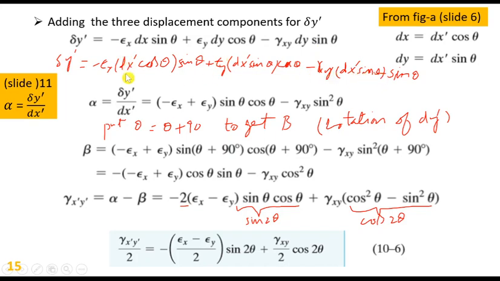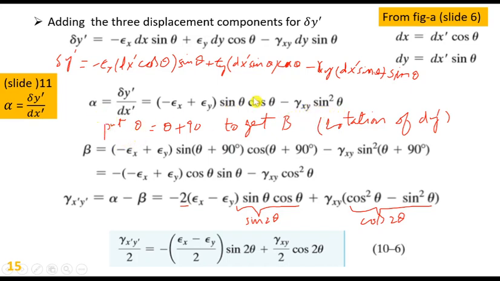So in this equation, dx prime can be taken as common and can be divided here. So when you divide here, and from slide 11, this was equal to alpha, that's why alpha is written here. Alpha is equal to delta y prime over dx prime is equal to minus epsilon x plus epsilon y, this is into sine theta cos theta minus gamma xy sine square theta.